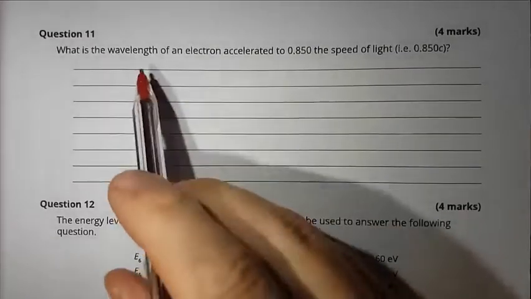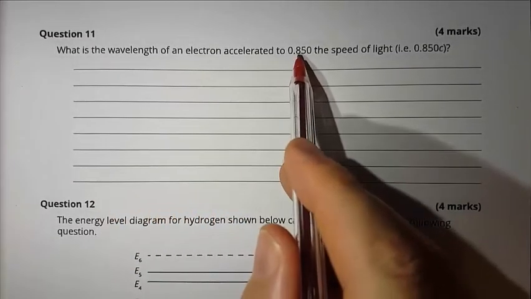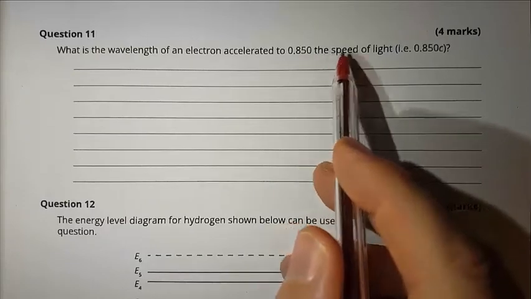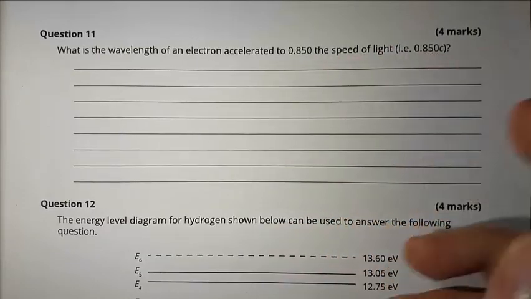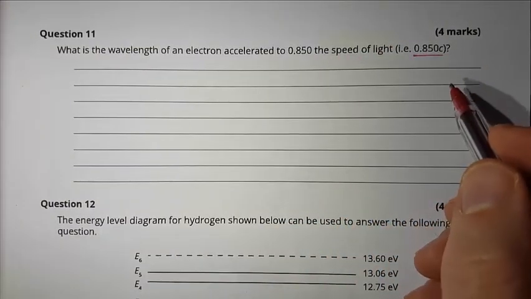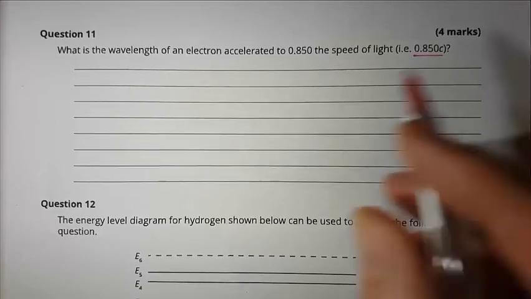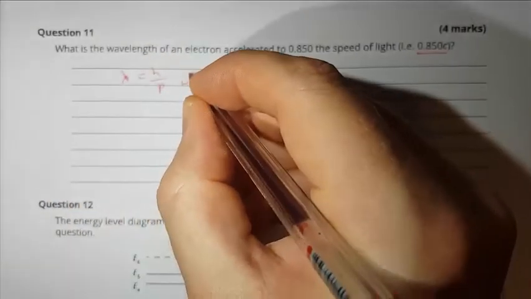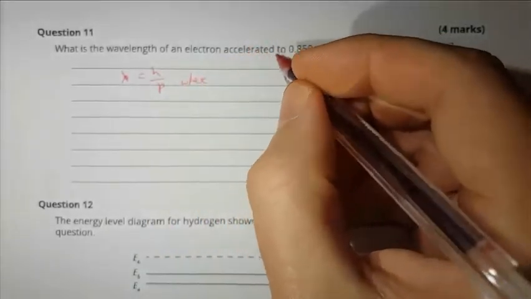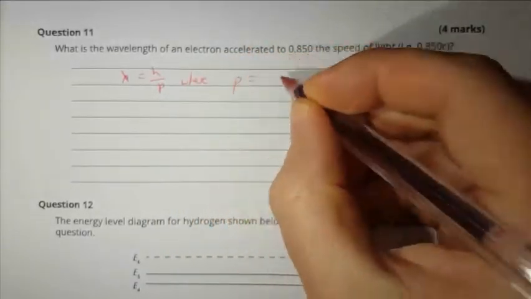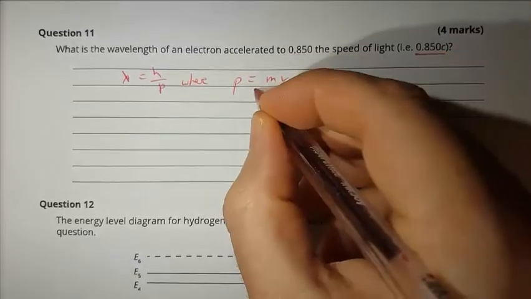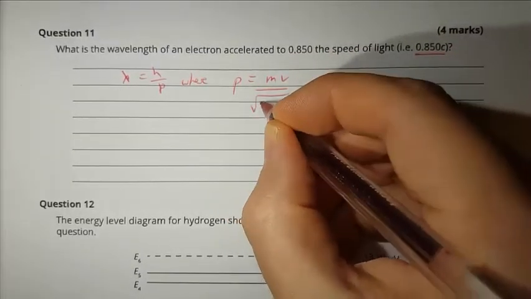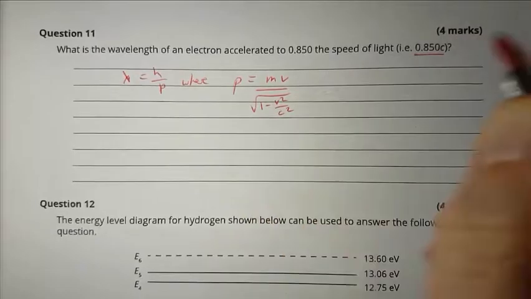Alright, question 11. What is the wavelength of an electron accelerated to 0.85 of the speed of light? 0.85c. Okay, so this is pretty much demanding that you include relativistic effects. So it's asking for the wavelength of an electron that's travelling at a velocity. So you're going to be using the de Broglie wavelength. Your momentum is going to be mv over the square root of 1 take v squared over c squared.